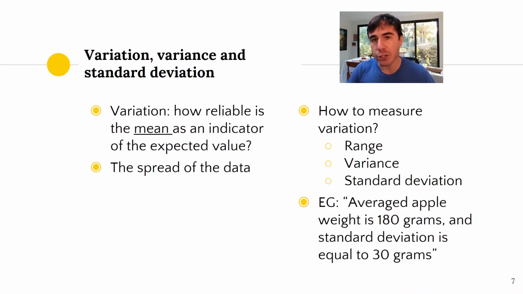Earlier, I mentioned that to construct a normal probability distribution, you needed two things. You needed an average or mean value and the standard deviation. So what is the standard deviation? Well, it's a measure of variability. So what is variability? The way I think of it is it's a measurement that tells me how reliable the mean is as an indicator of the expected value. Okay, now what do I mean by that?